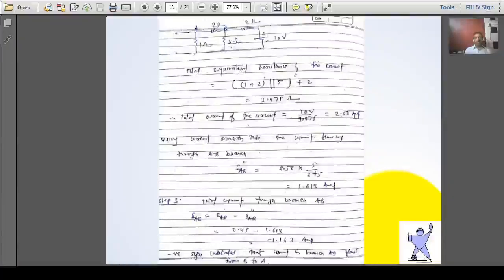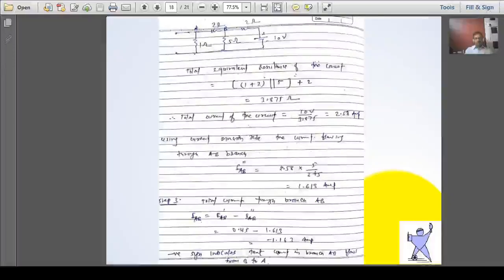Here we can see that the direction of the current flowing into the AB branch is opposite to each other. When the 2 ampere source was working, the direction of the current in the AB branch was from A to B, while when the 10 volt source is in force, the direction of the current flowing in the AB branch is from B to A.